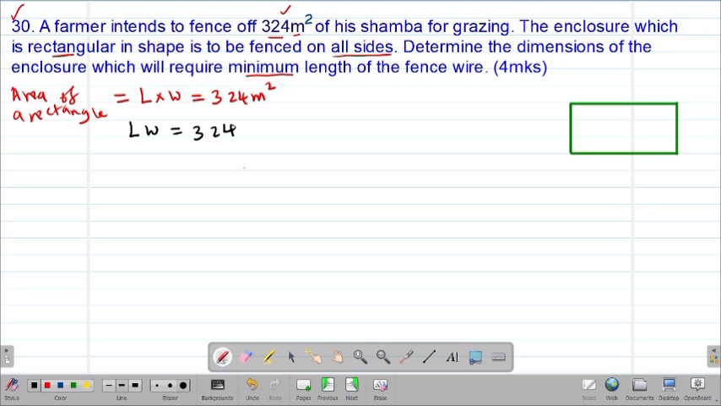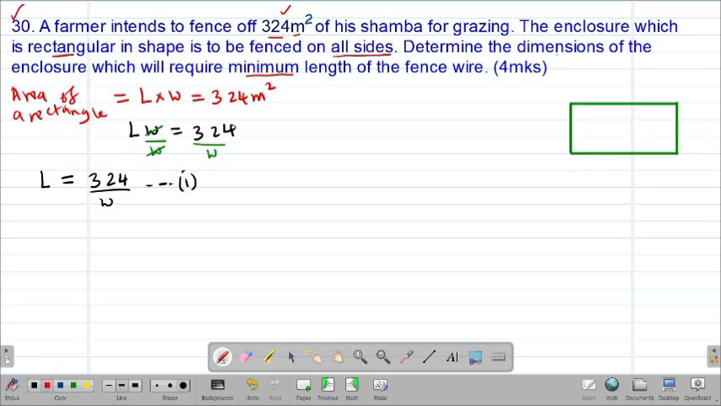So I can make one of the dimensions to be subject of the formula. To achieve that, I'm gonna divide through by width, so that I can make length to be my subject of the formula. Therefore, I can say that the length of this particular rectangular shamba will be given by 324 divided by W. So I'll let this to be my first equation.